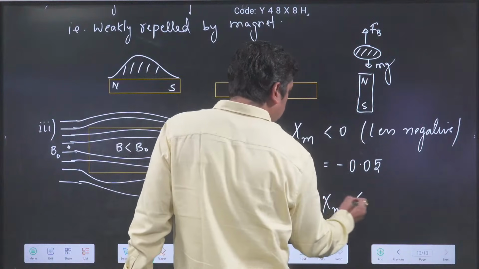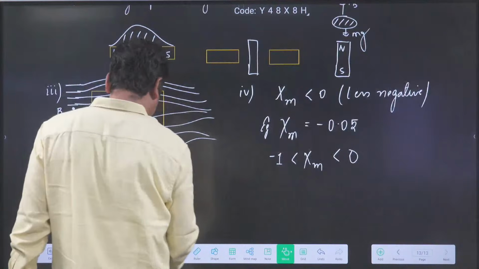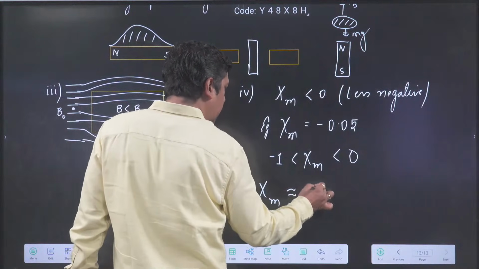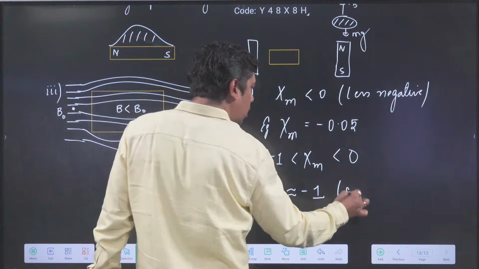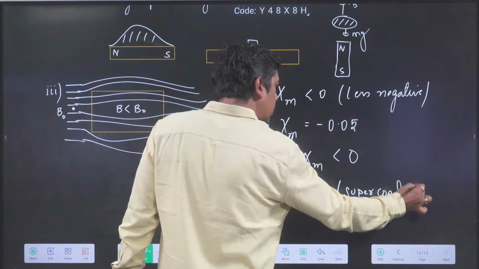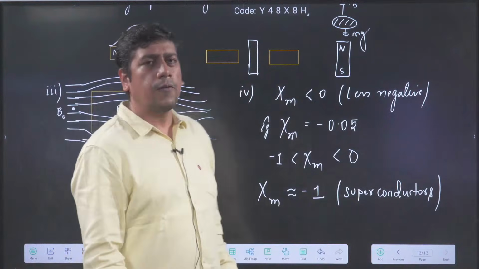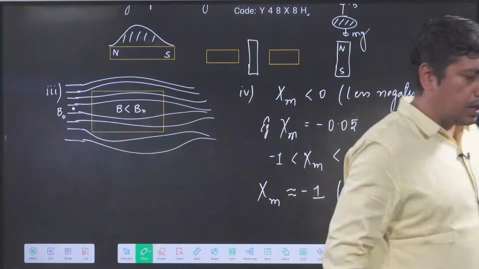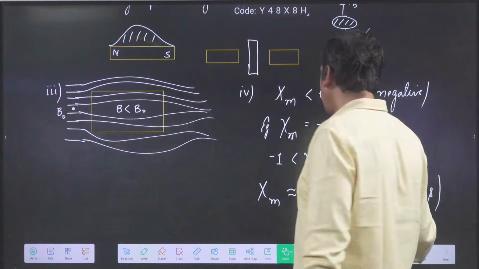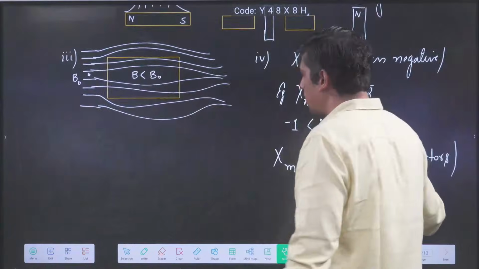It can only go till -1, and the -1 value is only for superconductors. Susceptibility value is approximately -1 for superconductors. That means superconductors are perfect diamagnetic material. Acha, understand? Okay.